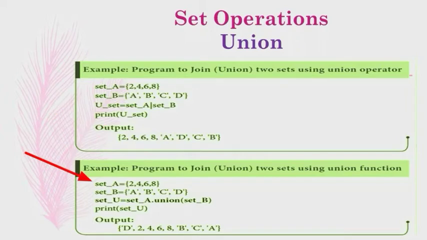And see the next program. Program to join two sets using the union function. In this program, we are using the union function to join two sets. First, set A is equal to 2, 4, 6, 8. Set B is equal to A, B, C, D. Set U is equal to set A dot union, within parentheses set B. When you print set U, the output will be printed like this. All the elements from set A and set B will be printed.